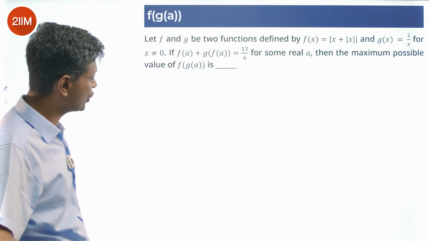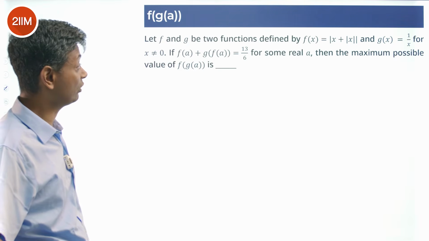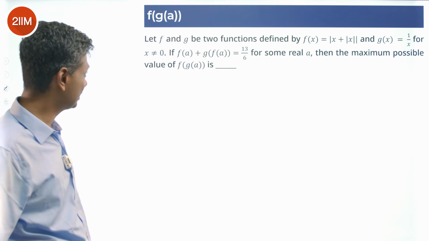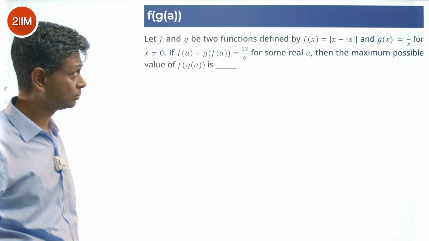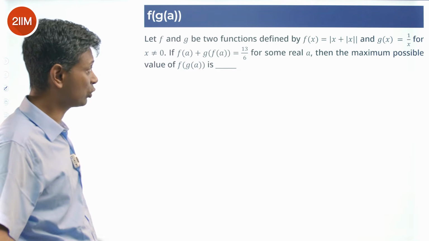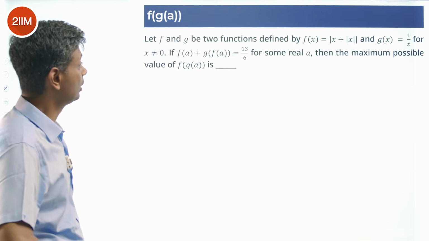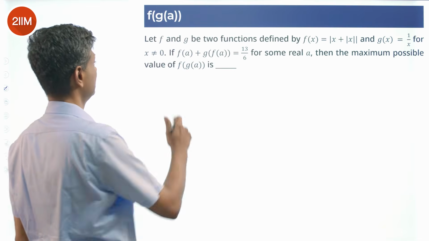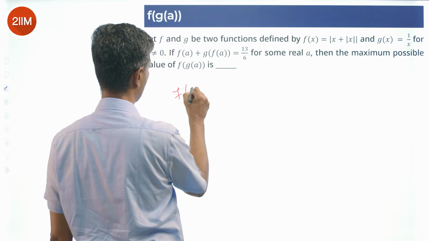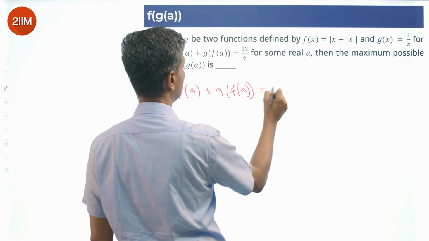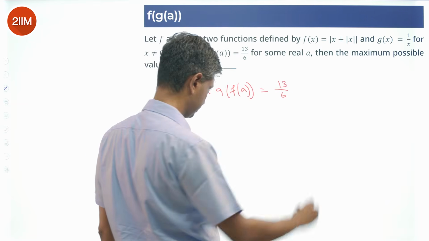Let f and g be two functions defined by f of x equal to modulus of x plus mod x, g of x equal to 1 by x for x not equal to 0. If f of a plus g of f of a is 13 by 6 for some real a, then what is the maximum possible value of f of g of a? So, f of a plus g of f of a equal to 13 by 6.